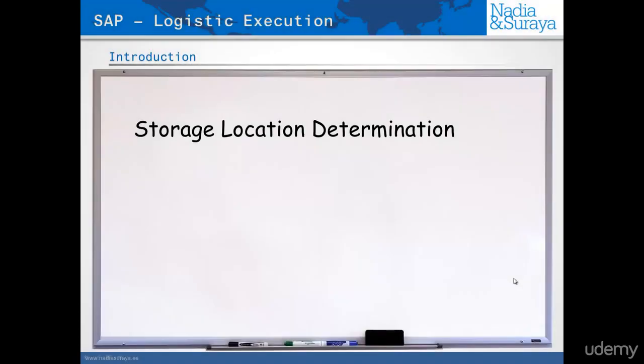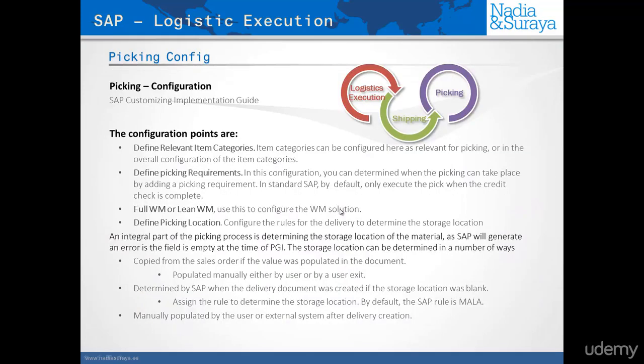The determination of the storage location, either in the sales order or the delivery, is quite important to the order to cash and to the supply chain process in general. This is because the storage location determines where we should reduce the stock when we do the PGI. And if the field is empty when we do the PGI, an error will be created.